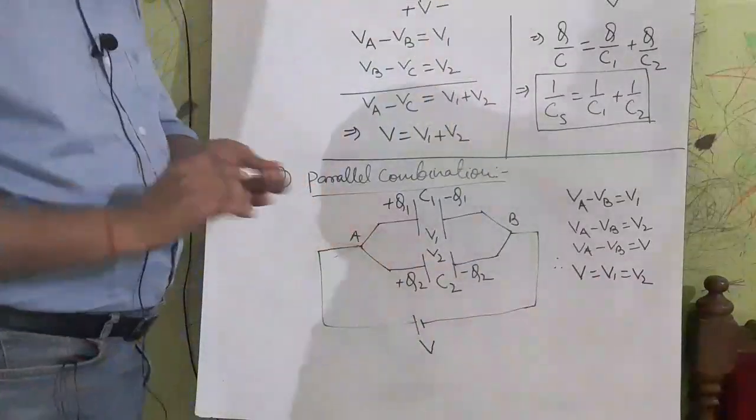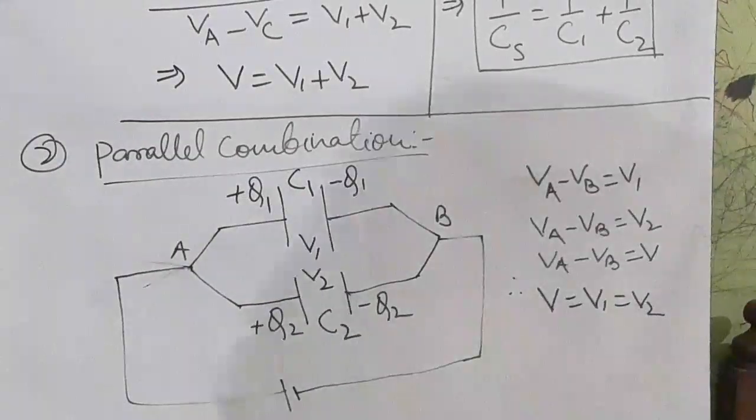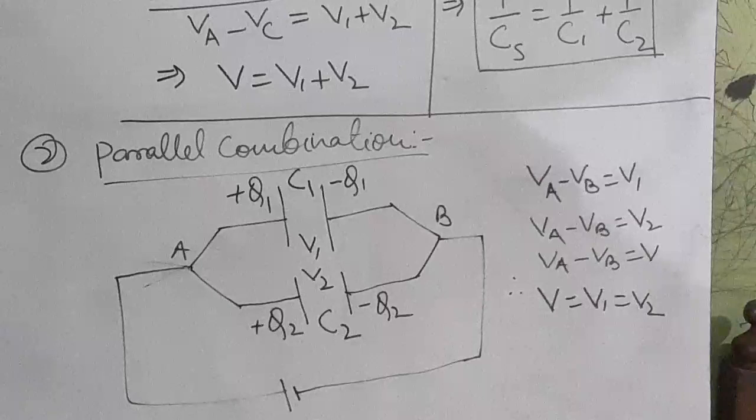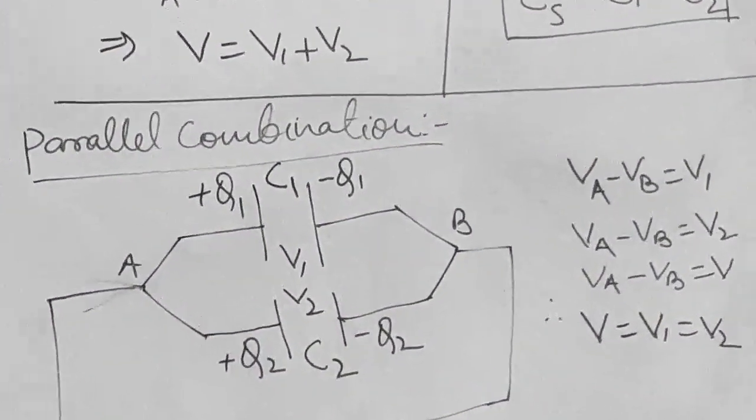What can you conclude from here? That equal potential differences are observed across each and every capacitor connected in parallel, and that is equal to the net potential difference of the combination.